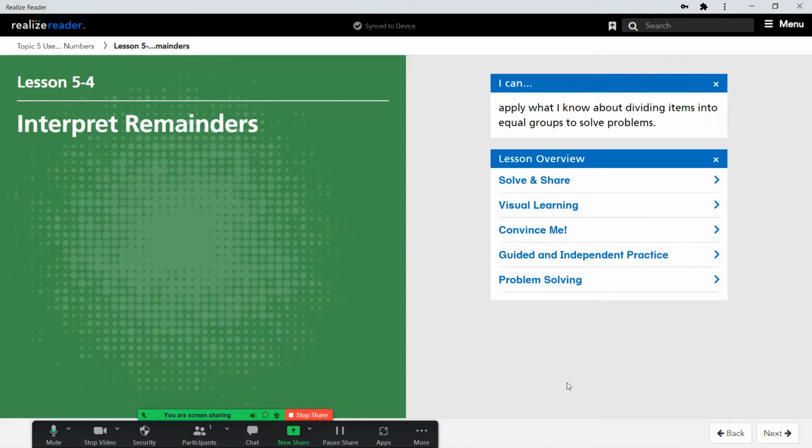Now, remainders are things that you get when you have extras left over and it's not enough to go into equal groups. So when you're dividing and you have a couple extra that aren't enough to share with everybody, those are called your remainders. So if, for example, you had 15 cookies that you wanted to share with 4 friends, you can't give everybody the same amount, but you're going to have a couple extra left over.